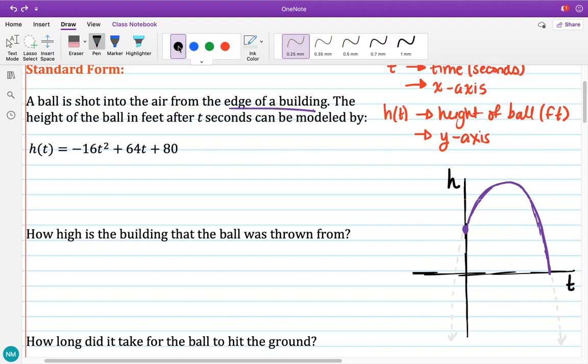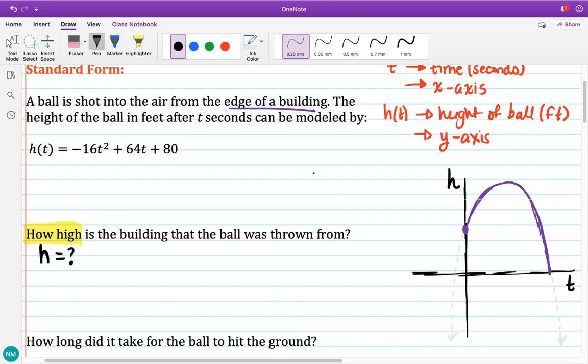It's really important for you to understand what the context of the problem is. Context is key here. It's not just, oh, I have to find the x-intercept. No, what is the context asking? So the first question here is, how high is the building that the ball was thrown off of? So first of all, key words here: how high. That immediately tells us we're looking for what? Height or time? Height. So we're looking for an h value. H equals something. Immediately, we know h is height.